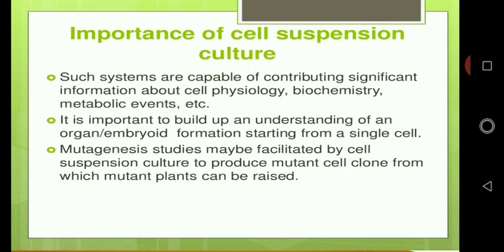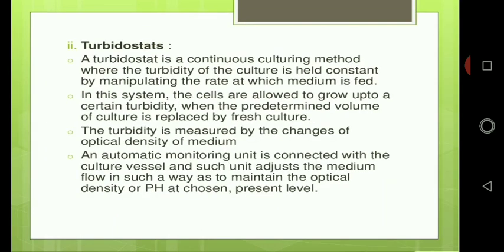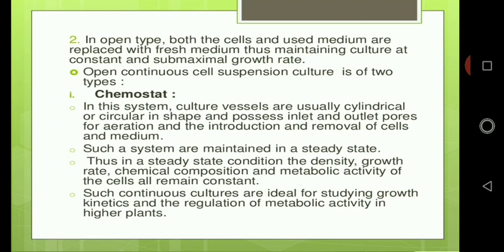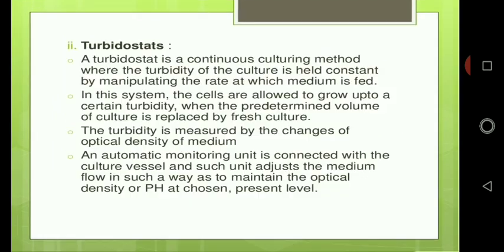Now, what is the importance of cell suspension culture? Till now we have studied cell suspension culture, batch culture, and continuous culture. In batch culture, there are four types: slowly rotating culture, shaker culture, stirred culture, and spinning culture, along with the bioreactor system. In the continuous culture system, there are open and closed systems. In the open system, there are the chemostat and the turbidostat.